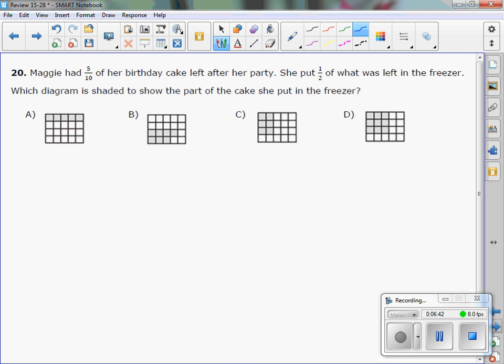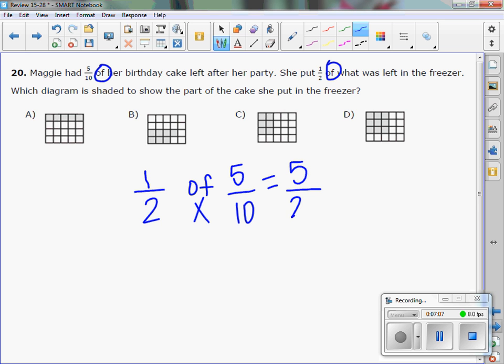Number 19, Maggie had 5/10 of her birthday cake left after her party. She put half of what was left in the freezer. Which diagram is shaded to show the part of the cake she put in the freezer? Remember, these keywords of mean to multiply. So she put half of, so multiply the 5/10 that she had left. 1 times 5 is 5, 2 times 10 is 20. So which one of these models correctly shows 5/20? And that's A. 1, 2, 3, 4, 5 shaded out of 20 total.